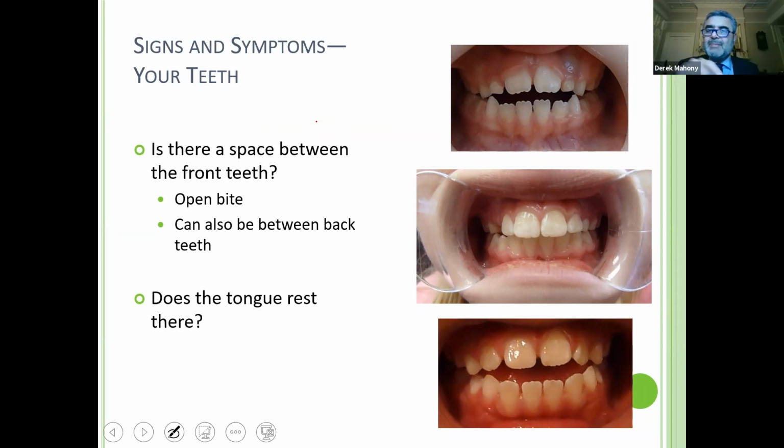So they could have a gap between their front teeth. Now, I'm just sort of making this very user-friendly for speech pathologists. I apologize if there's any oral health therapists or hygienists, because this would be like teaching you to suck eggs.